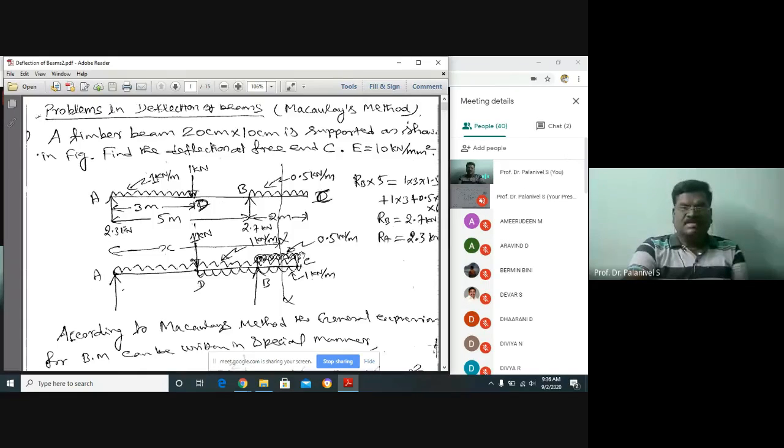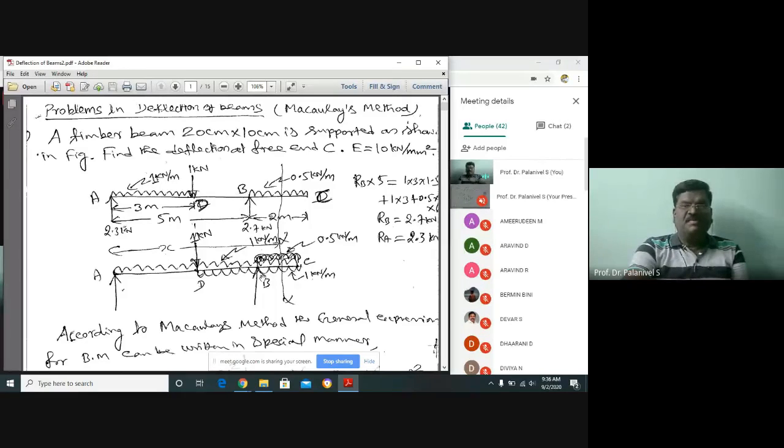So all UDLs are starting from one end. That is the important thing. Either from the left end or from the right end, all UDLs acting on the beam should start. That is why you have to modify the load diagram in this manner. This load diagram is equivalent in action to this load diagram, drawn in a modified manner but without affecting the effect of the load on the beam.